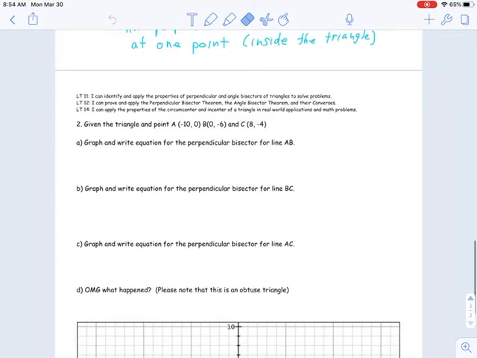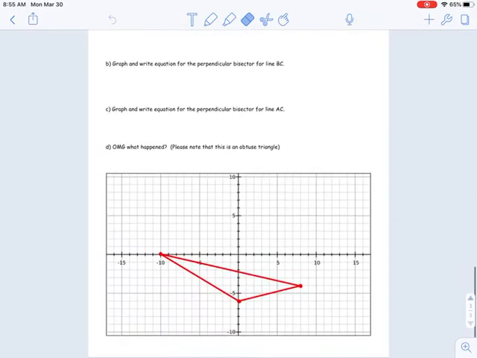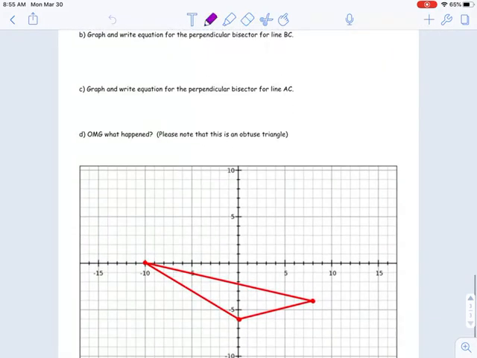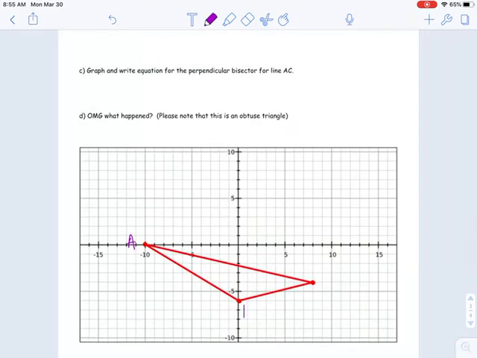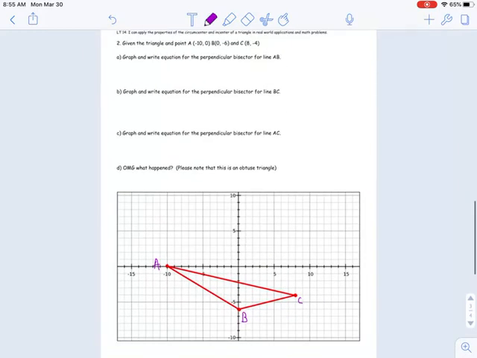Okay, students, so we're just here still finishing these notes. This is part 2 of the video. Alright, so in this triangle right here, A is negative 10, 0. B is 0, negative 6. And then C is right here at 8, negative 4. Alright, so again, same thing, we're just going to graph and write the perpendicular bisector for line AB.